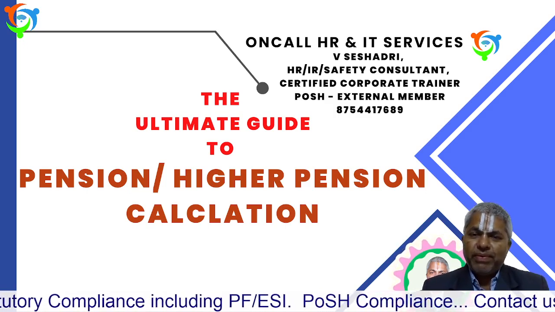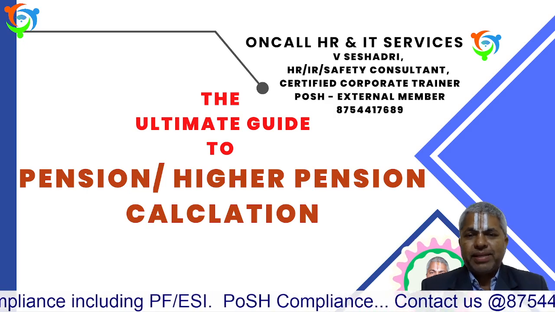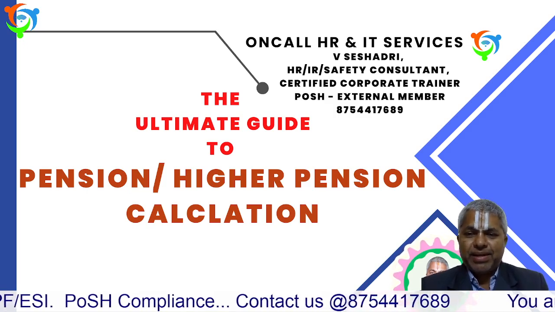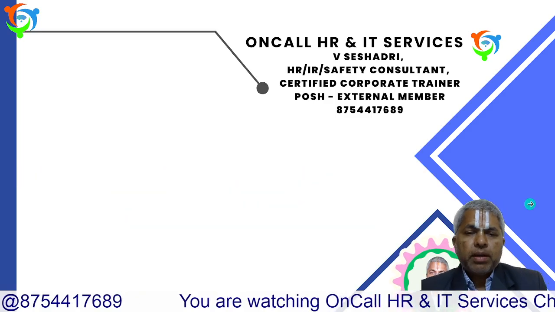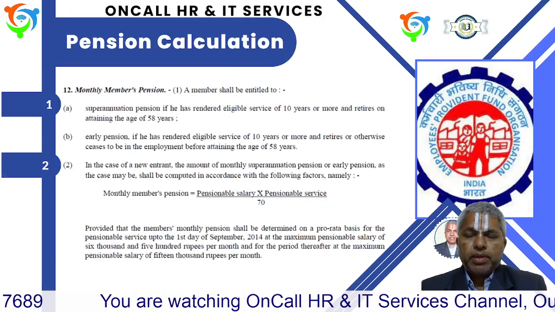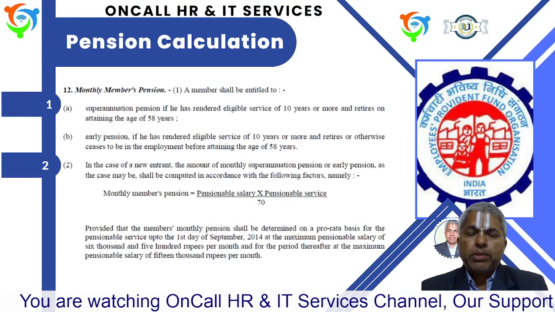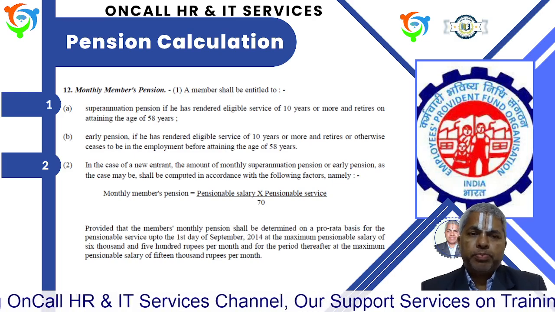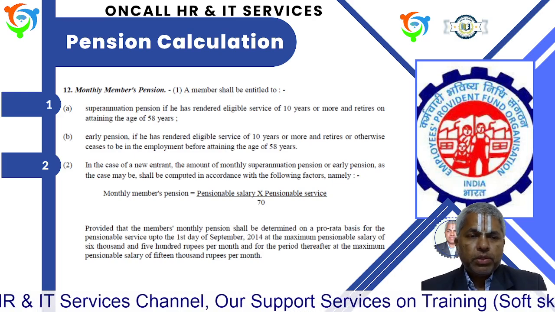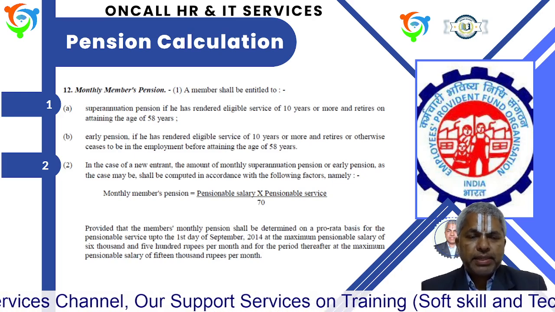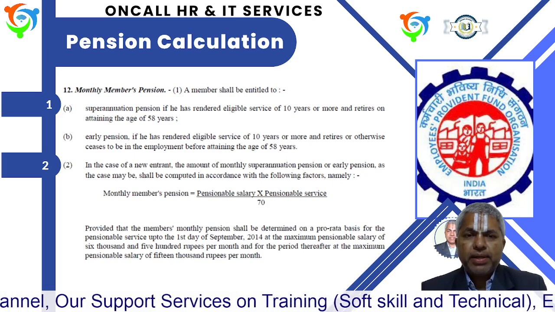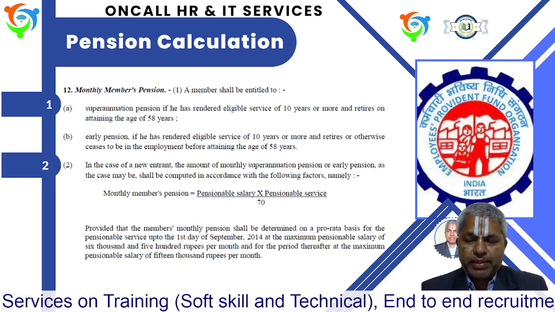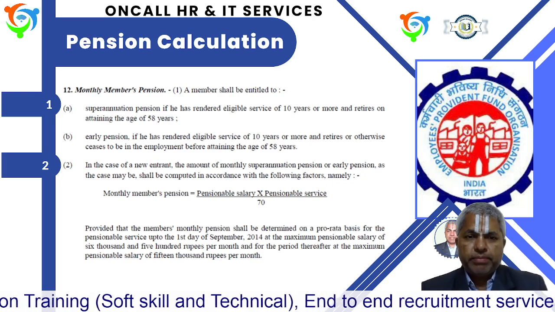In this video, we will understand how to calculate with one example so that most of our doubts will be clarified. Let us understand now. EPS Scheme 1995, para 12 defines how the member's monthly pension should be calculated. Superannuation pension: if he has rendered eligible service of 10 years or more and retires on attaining the age of 58, that time only he is eligible for pension.